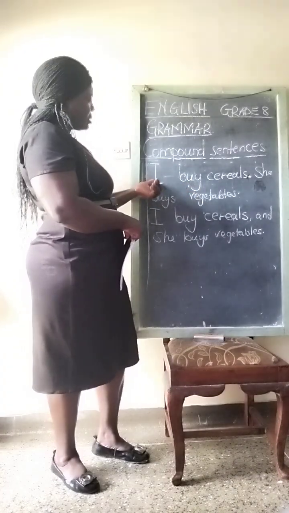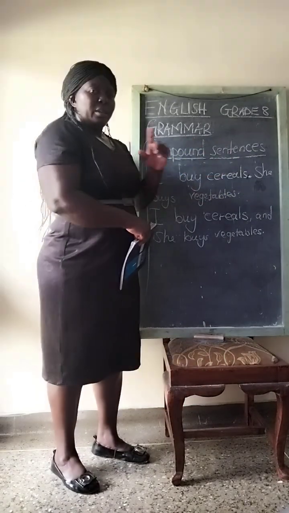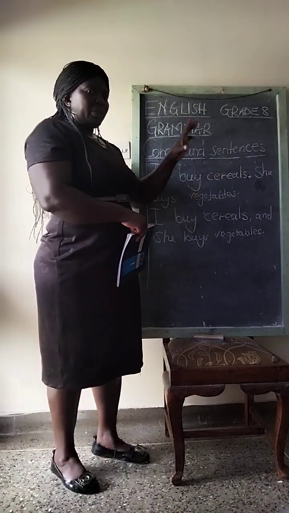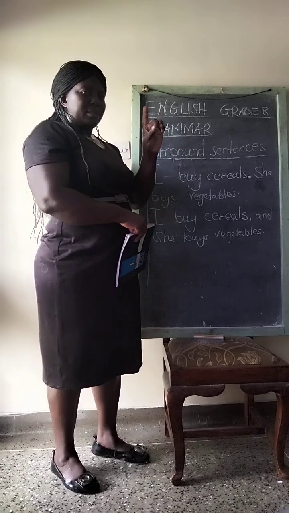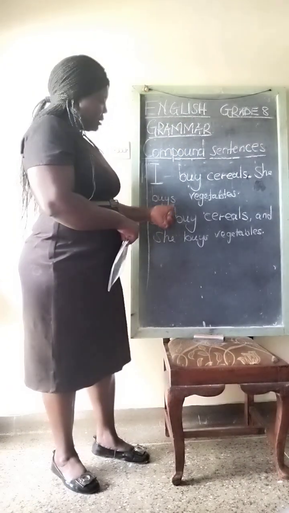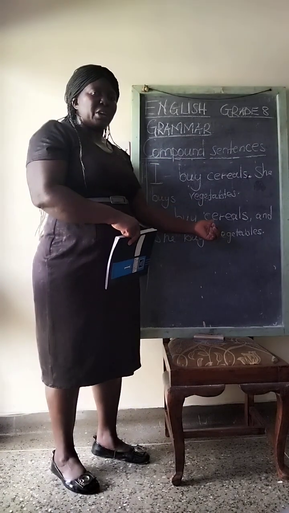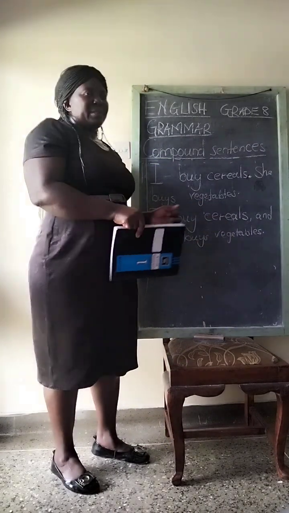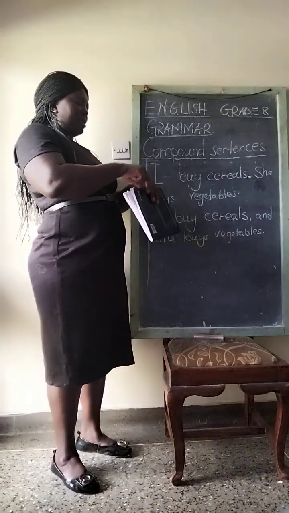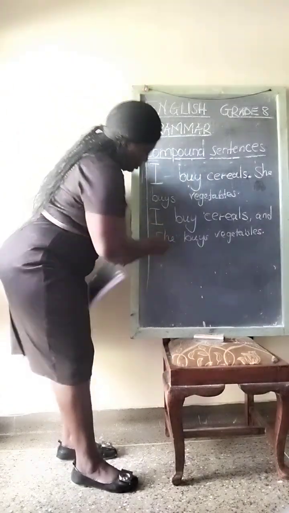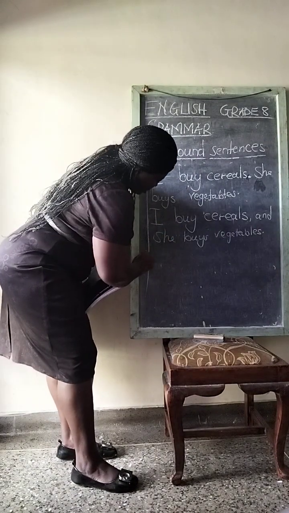Number one sentence was, I buy cereals. Number two, she buys vegetables. Now you join them together as one sentence. So it becomes, I buy cereals and she buys vegetables. This is now a compound sentence. Let me give you also another example.